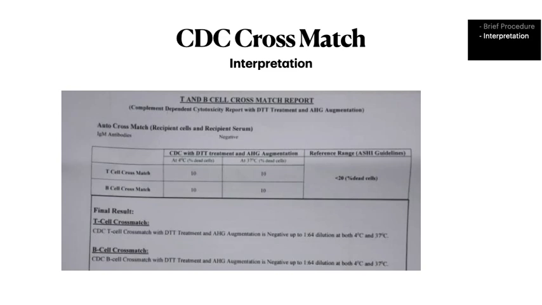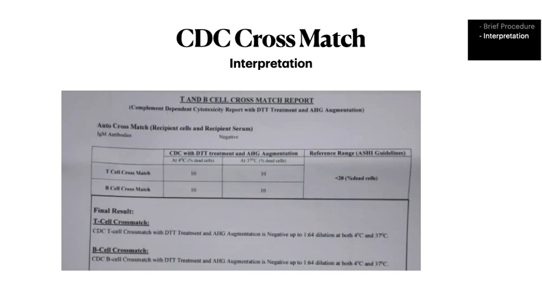And again the B cell cross match is done at the same temperatures. And the final result, you can read it out here as CDC T cell cross match with DTT treatment and AHG augmentation is negative up till 1:64 dilution. So they're not only done neat, but also with serial dilution up to 1:64, and this is done for both B and T cells.